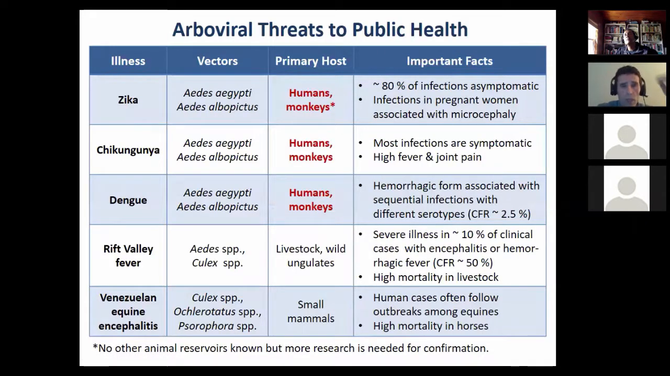Now, a couple last things I want to point out. One is that the primary hosts for all three of these are humans and monkeys. And fortunately for us, we don't have monkeys in our forest. What would be called the sylvatic part of the transmission cycle only occurs in Africa. So in our part of the world, it's just a human-mosquito transmission cycle. So that's good for us. We don't have the same threat of spreading like we did for West Nile virus.